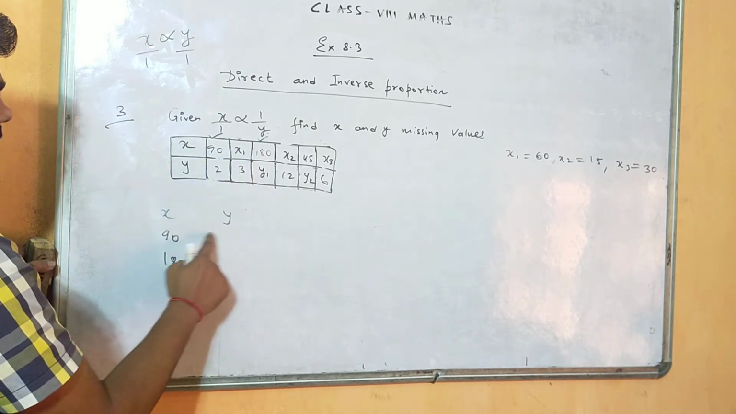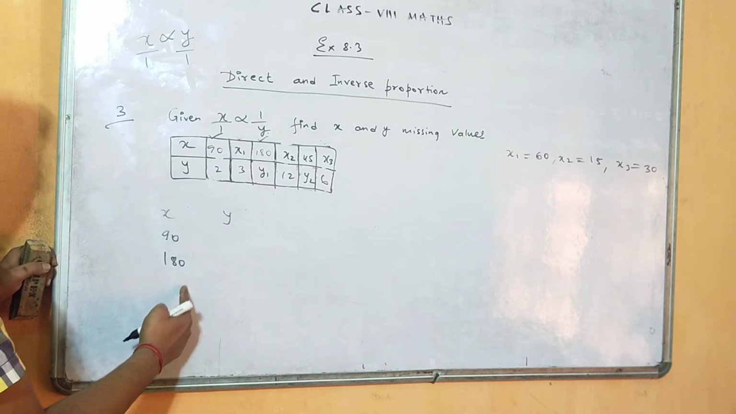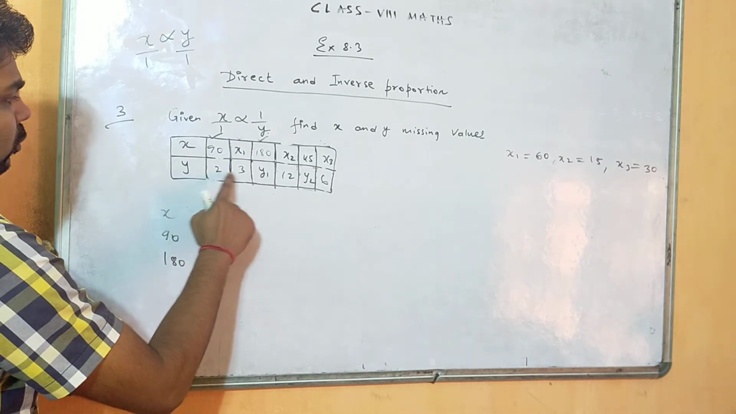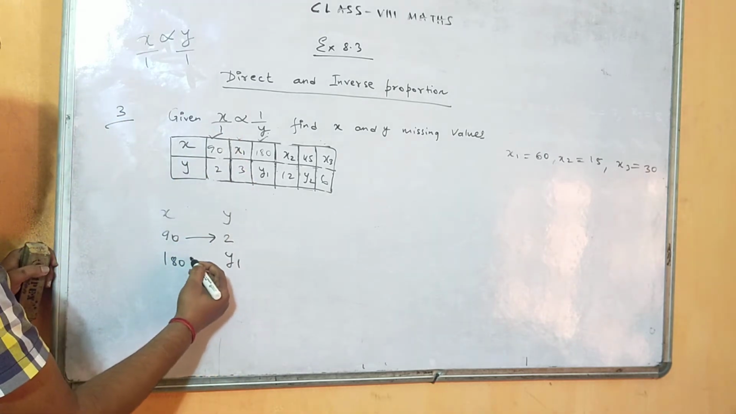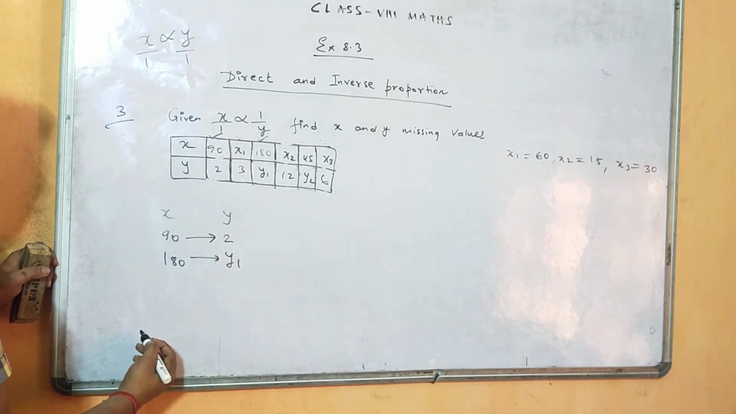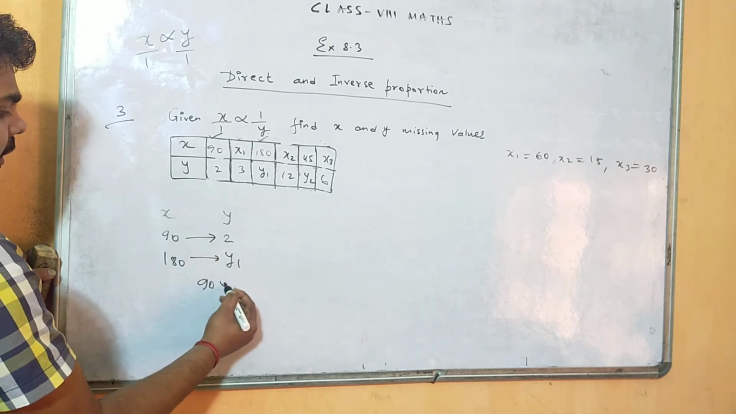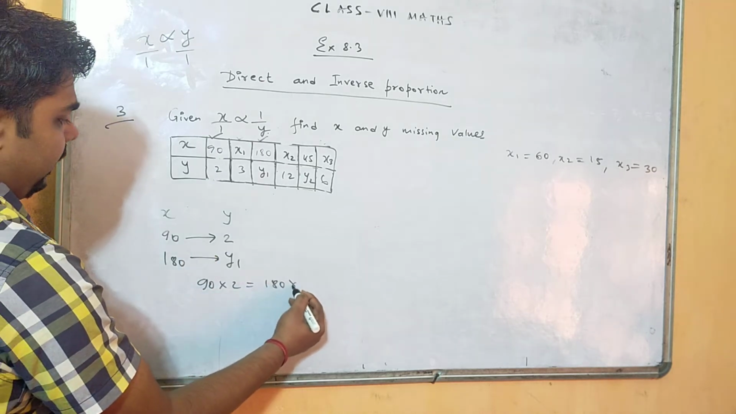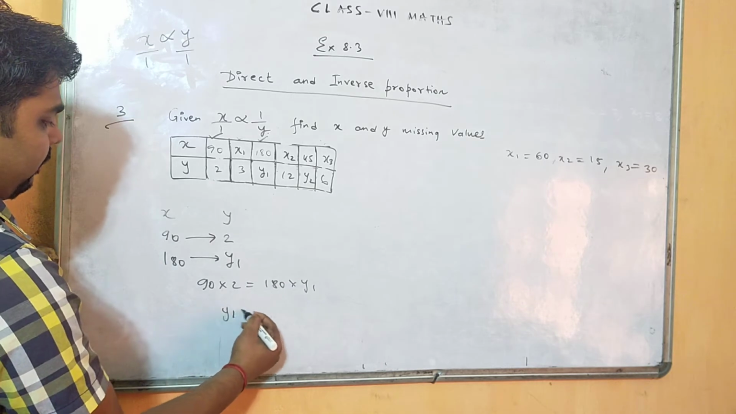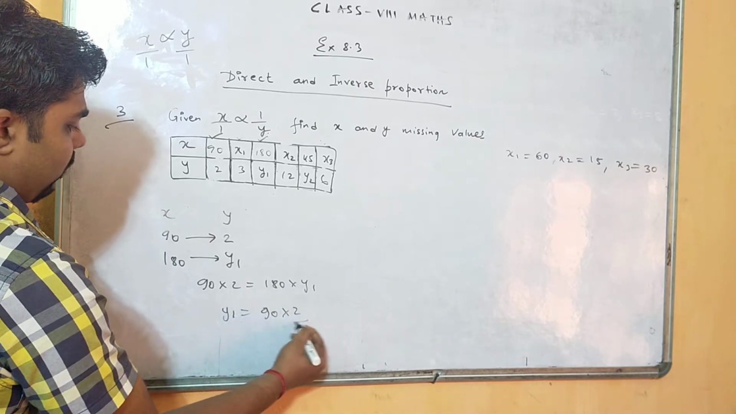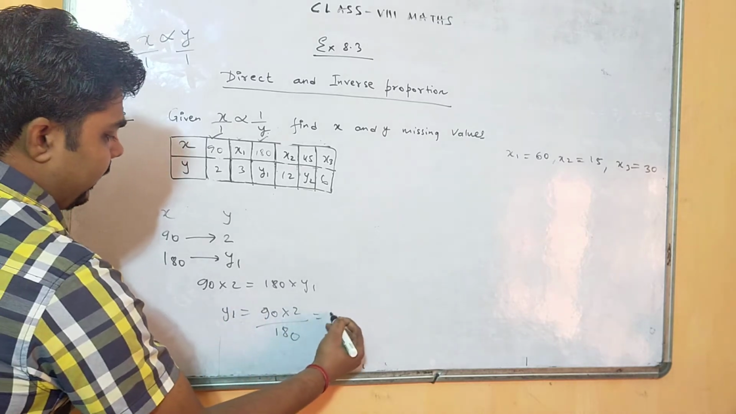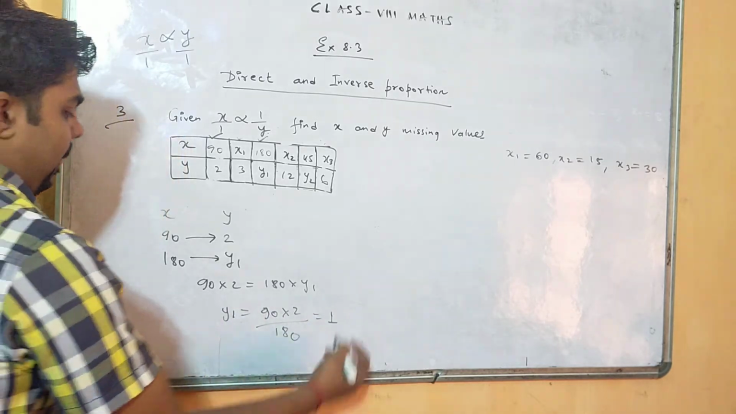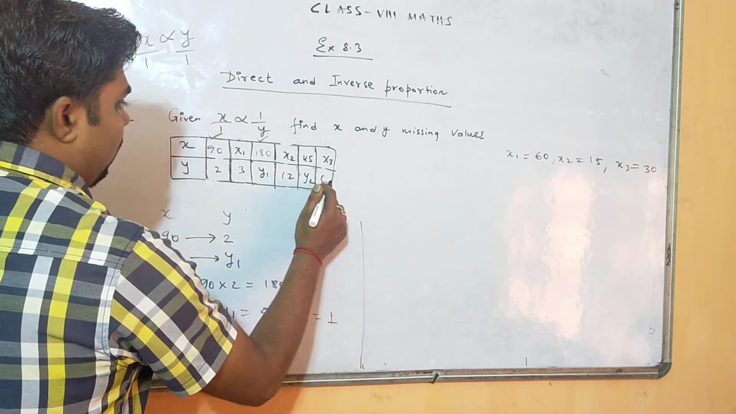Make sure when you are writing, the x values 90 and 180, don't write side by side. You have to write in the same column, right? Similarly for y, 2 and y1, that is 2 and y1. Inversely proportional, that is why direct multiplication. This is the rule. So 90 into 2, 180 into y1, or y1 can be written as 90 into 2 by 180. So 2 into 90 is 180, so 180 by 180, that is 1. y1 is 1.